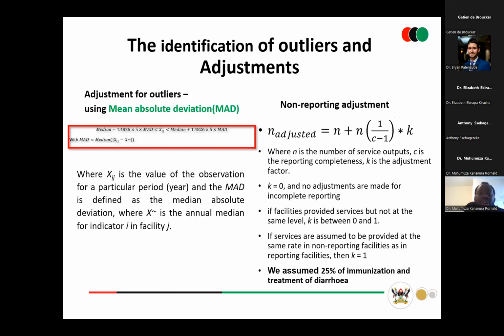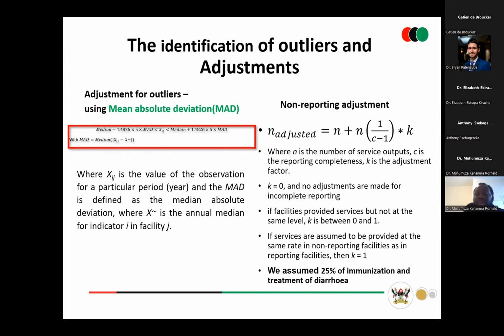So we know usually in aggregated data, there are issues of outliers that arise, particularly when we are recording these data from the registers, but also entering them in the HMIS, the DHIS2. And so we have to check for the outliers and then see how this could be adjusted. So in this analysis, we assessed for that and then adjusted based on the mean absolute deviation.